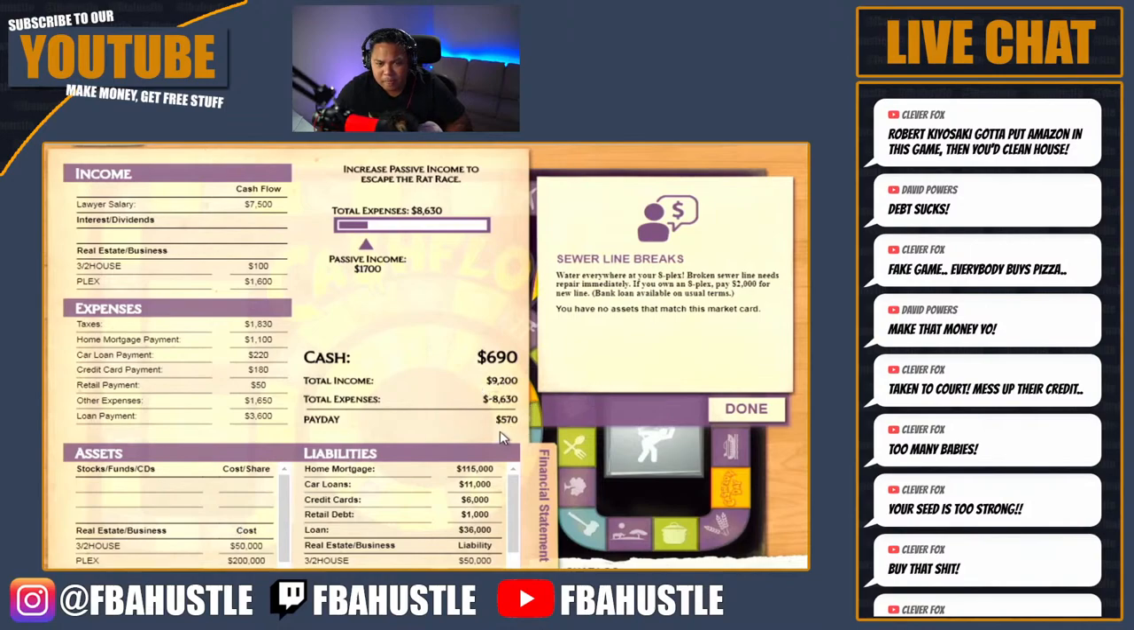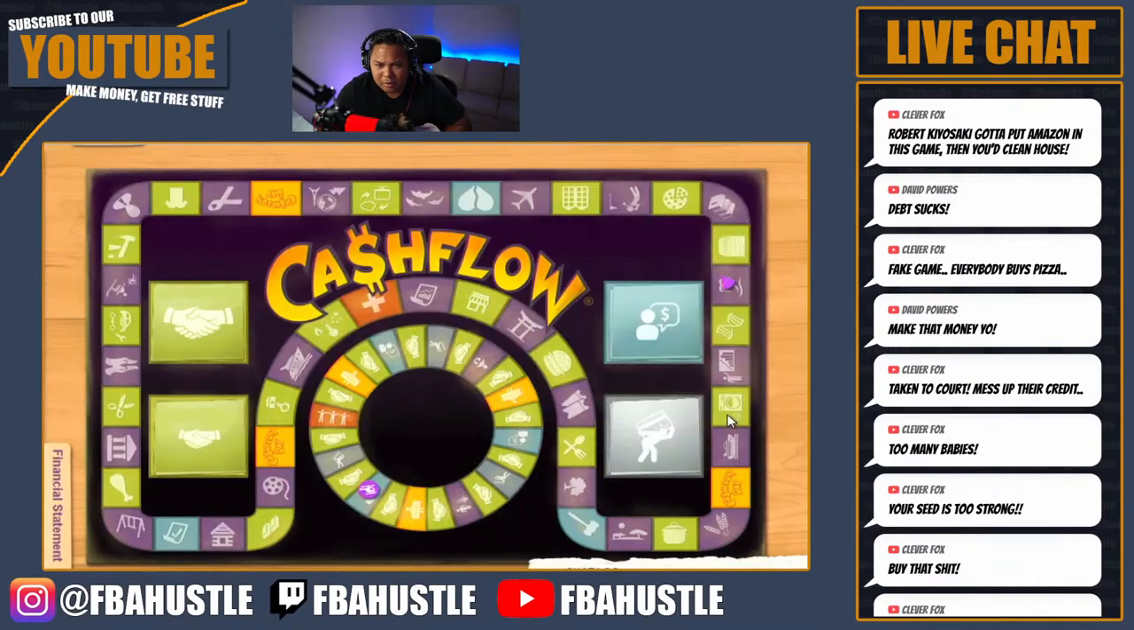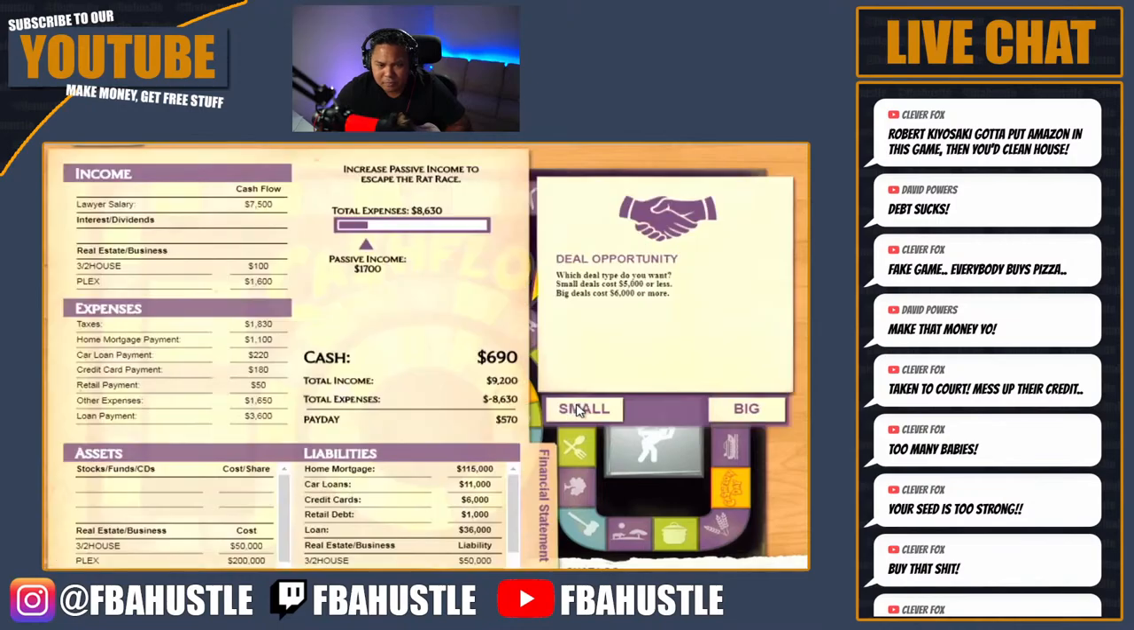So we're still positive cash flowing here, but I gotta knock this loan down. So hopefully we can sell one of these properties for a profit. Or at least it's a 3-2. $690, small deal. Massive losses. Okay, I don't have that. I don't have any stocks right now.